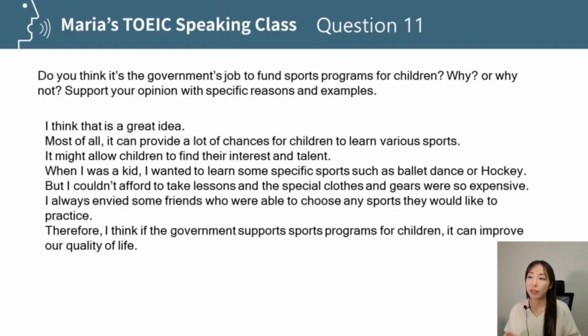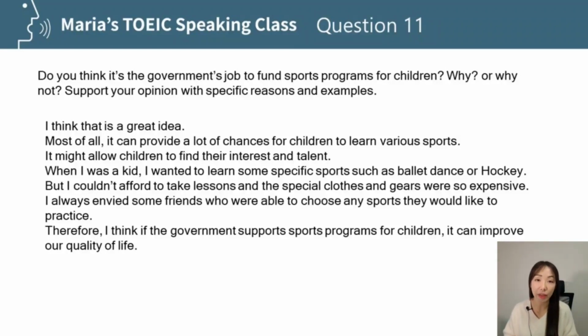11번. Do you think it's government's job to fund sports programs for children? 자, 이게 나왔어요. 이것도 좀 어려웠던 것 같아요. 그냥 이 상황에 맞춰서 했습니다. 그래서 자, 여러분 생각하시기에 아이들에게 스포츠 프로그램을 지원해준데 이제 펀드 재정적으로 지원해주는 게 government job 정부가 하는 일이라고 생각하십니까? why or why not 이렇게 돼 있어요.